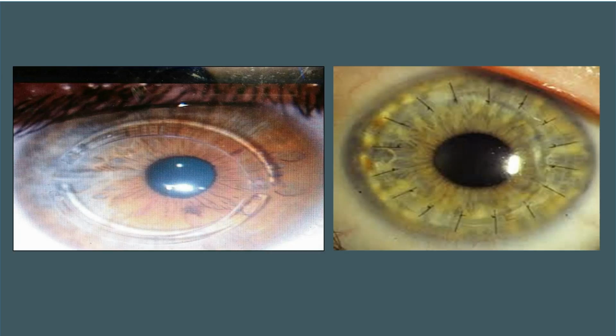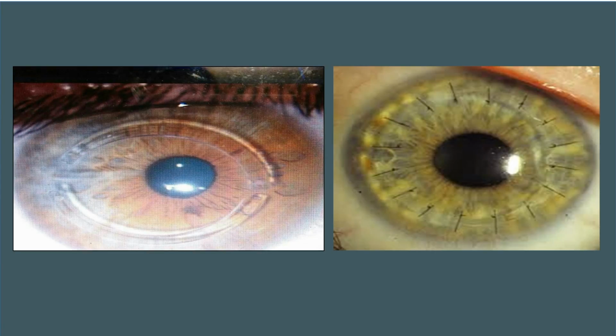Okay. Now can you see these two pictures? The right one and the left one. Can you see two rings? Now these rings are not anterior chamber IOLs. These are two rings placed in the cornea. Basically, we made a tunnel inside the stroma and we put two rings here. So these two rings made the cornea stiff. Okay. What are these called? These are called intacs. Intacs is intracorneal ring segments.